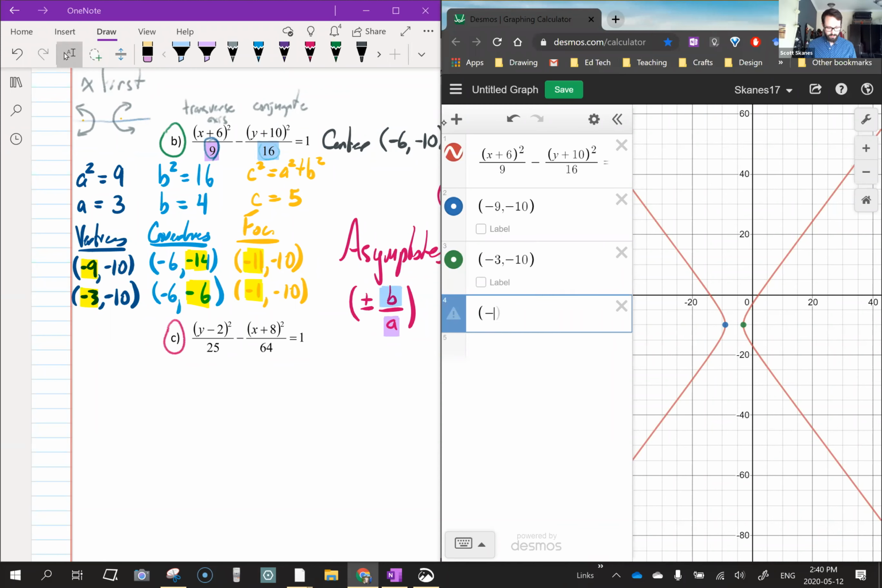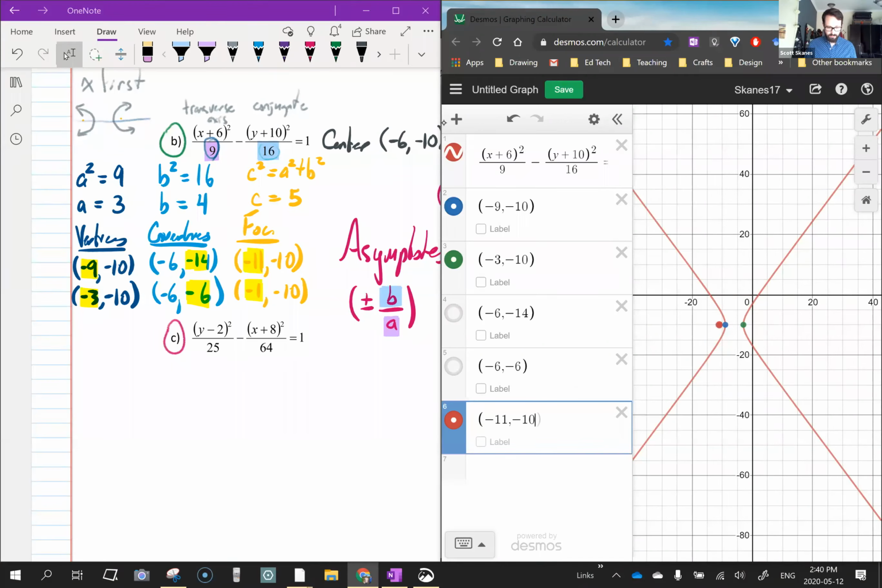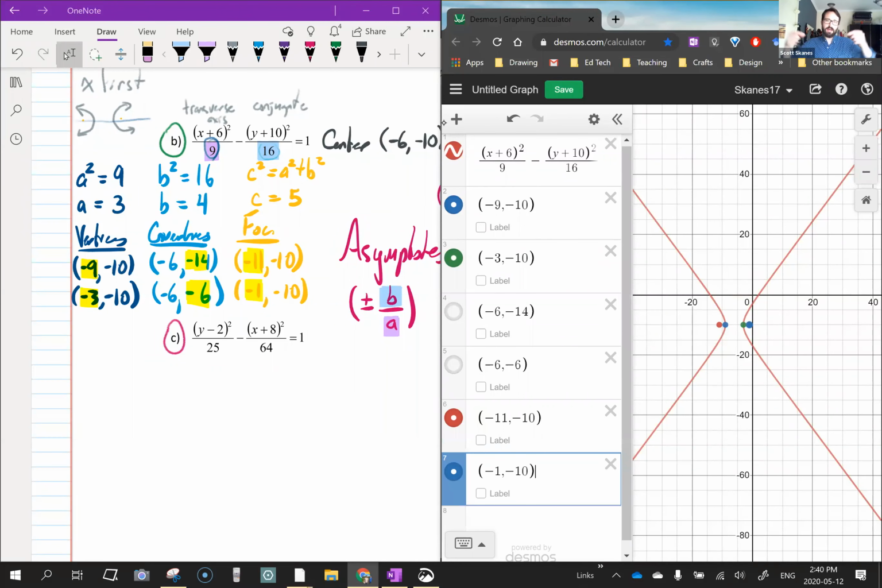Let's put in -6 and -14. Let's put in -6 and -6. Okay, that's a box. I don't really need those, so I'll take them off for now. And then our foci, -11, -10 and -1, -10. And they are inside the loops. Remember, if I was to shine light into these hyperbolas, that's where the light would all focus in on.